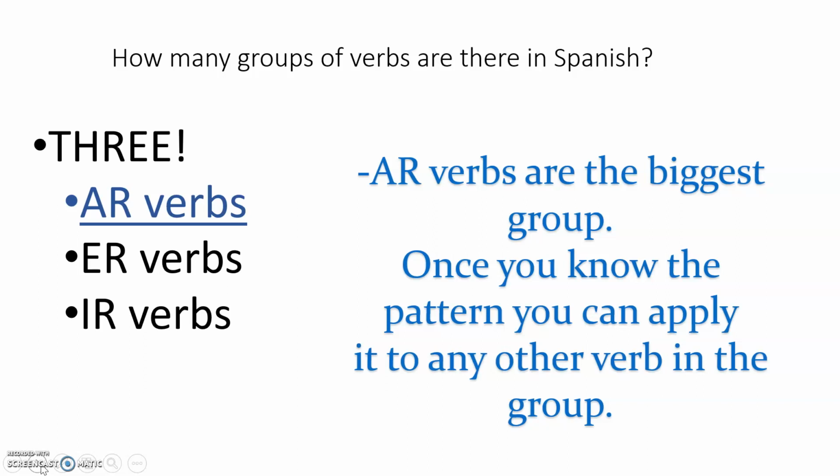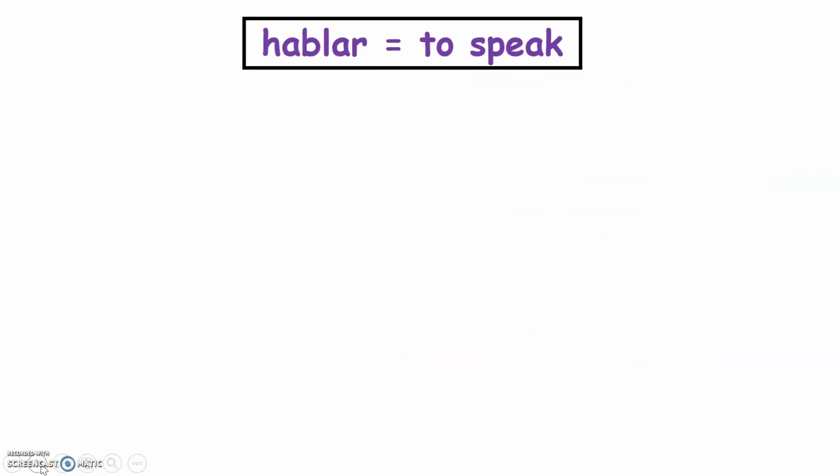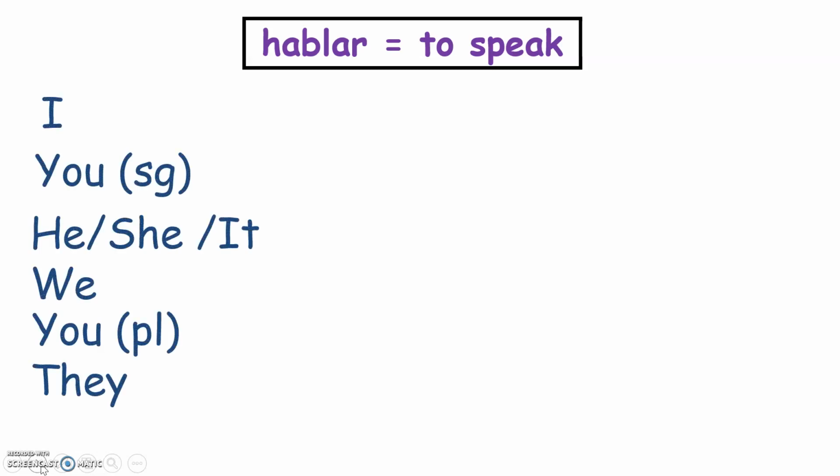They actually account for about 60-65% of all Spanish verbs. Once you know the conjugation pattern for an AR verb, you can pretty much apply it to any other verb within the group, providing they're regular verbs and behaving properly. Let's take the verb hablar. This means to speak. When we conjugate a verb, we consider all the different people who can do that action.